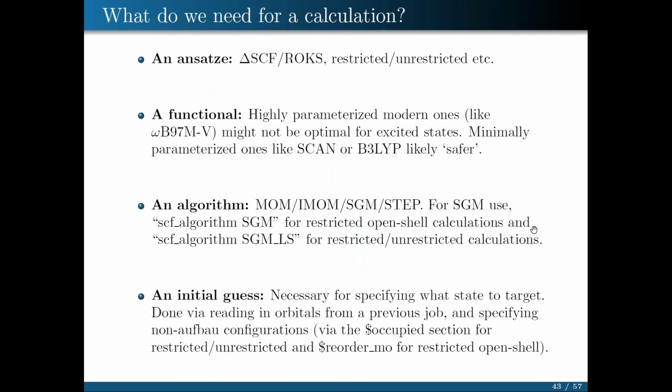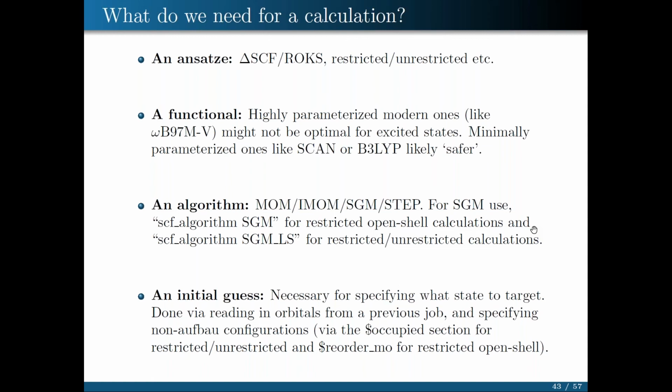So if we are trying to do some kind of an ODFT calculation for a problem, what would we need? I'm being a little facetious here, but we would need the ansatz. We need to figure out which one are we going to use, delta SCF or ROCKS, which variant of it, restricted, unrestricted, blah, blah, blah. Then we would need to pick a functional, like always. And here the choices are a little bit different for the ground state.